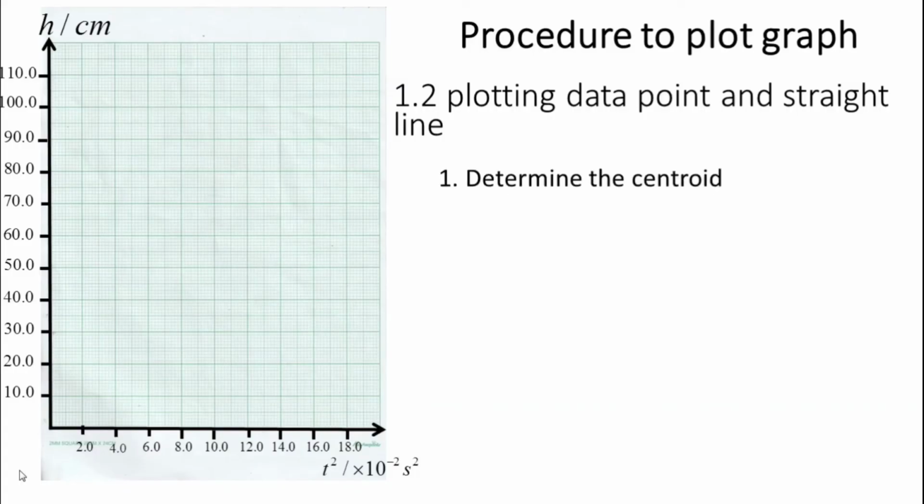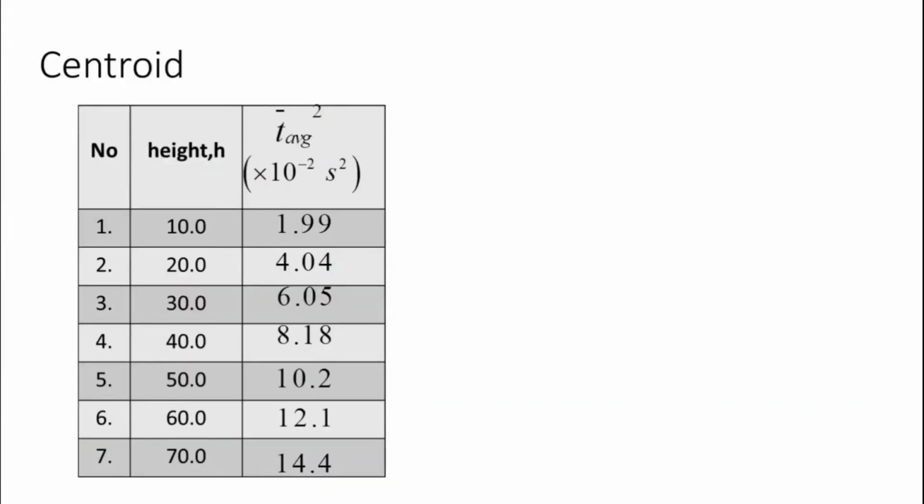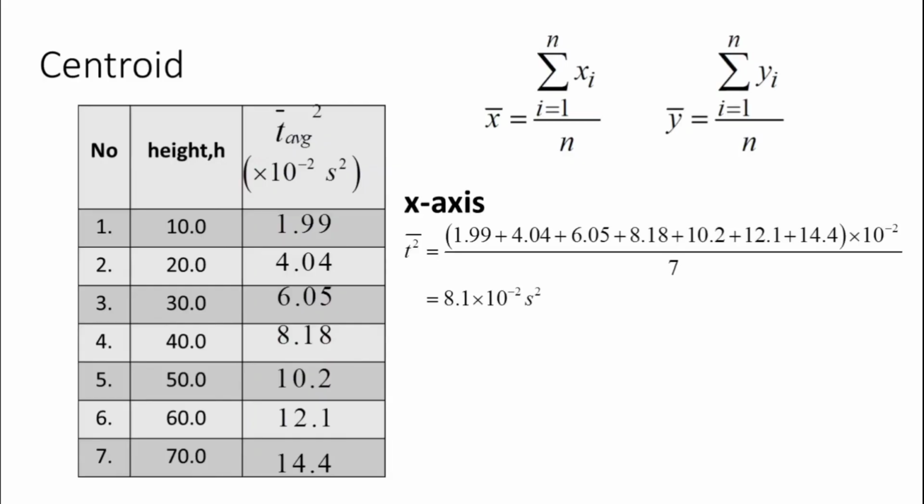The first step is you need to calculate the centroid. Go back to your table. Find the average value for x and y axis using this equation. For the x-axis, add all the value of t square and divide by the number of reading to get the average reading. Do not forget the exponential power. Your final answer must include the unit of t square, which is second square.